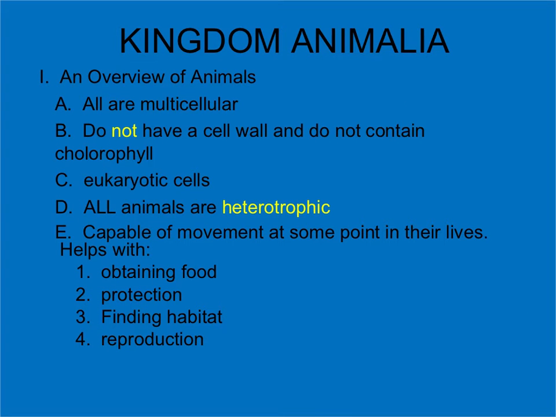That brings us to kingdom Animalia. All this is very general overview. All animals are multicellular, and they have no cell wall and no chlorophyll. They're all eukaryotic and heterotrophs. Remember, heterotrophs are consumers, so they must consume something to gain energy. They depend on other organisms for energy. One thing about animals is that they are all capable of movement at some point in their lives. The movement helps them get food, find protection, find habitat, and also, of course, to reproduce and find a mate.